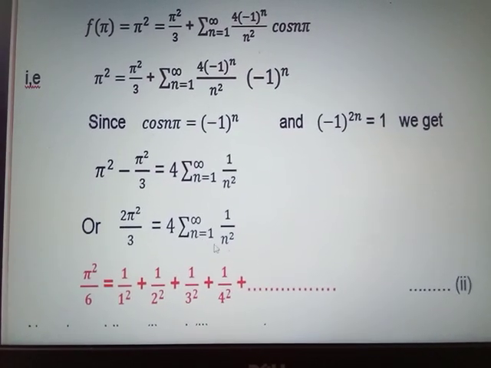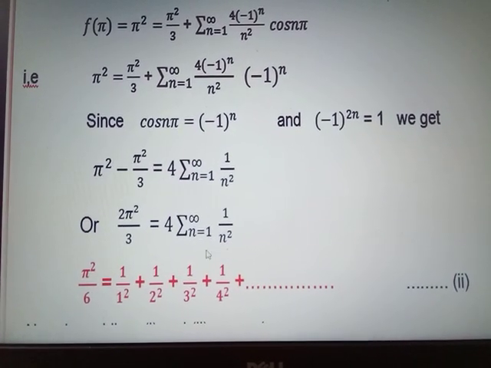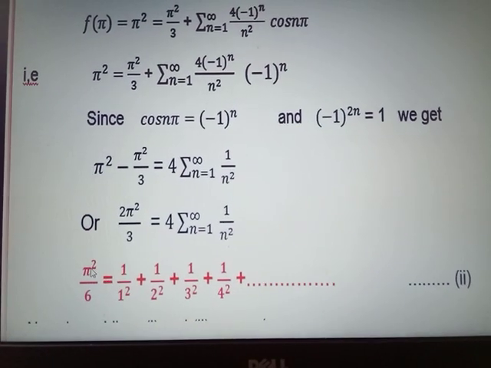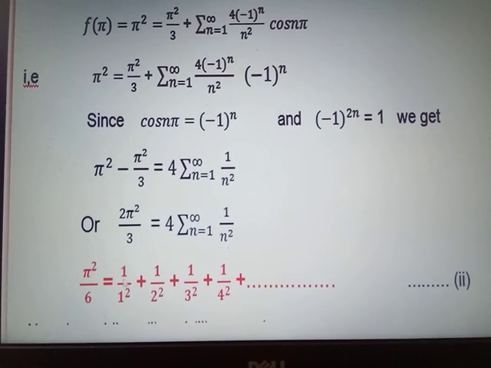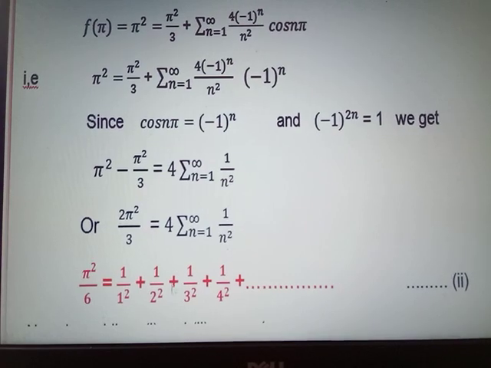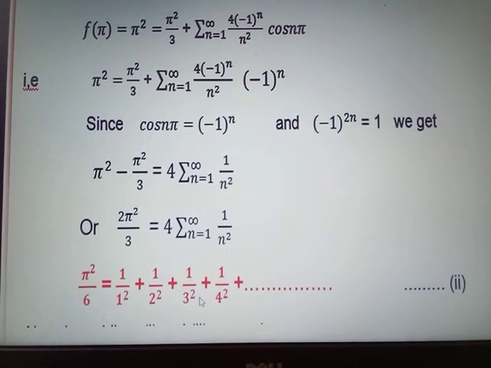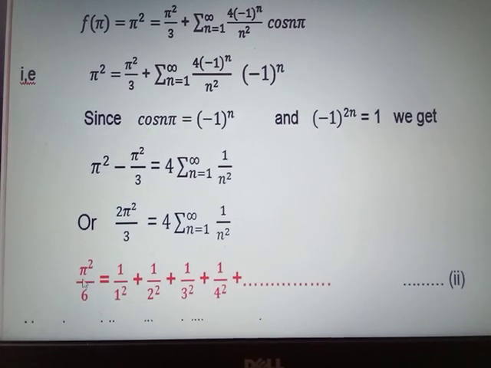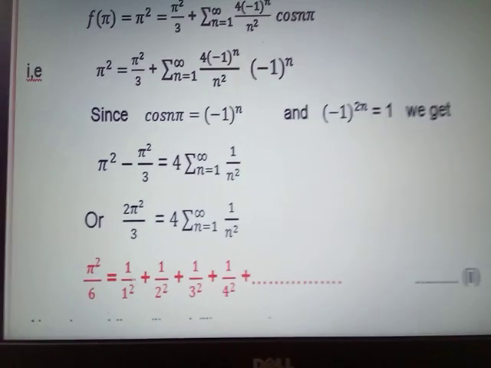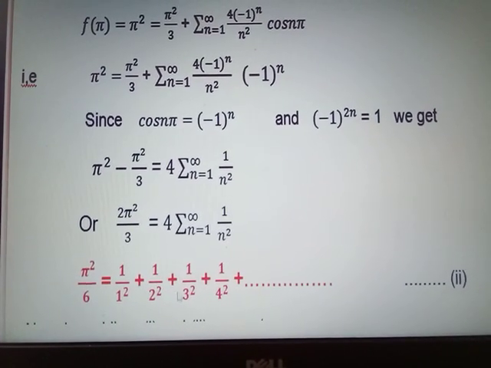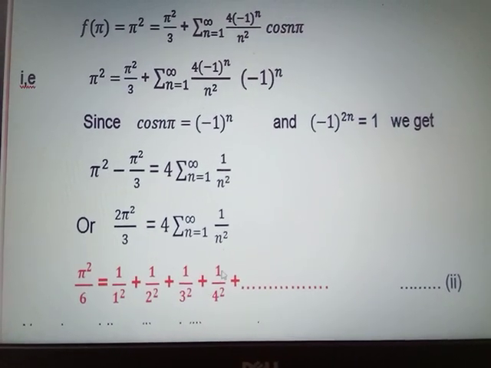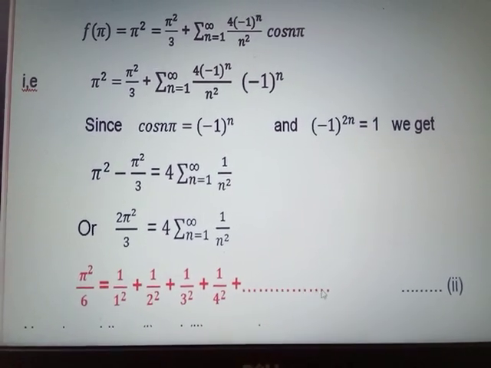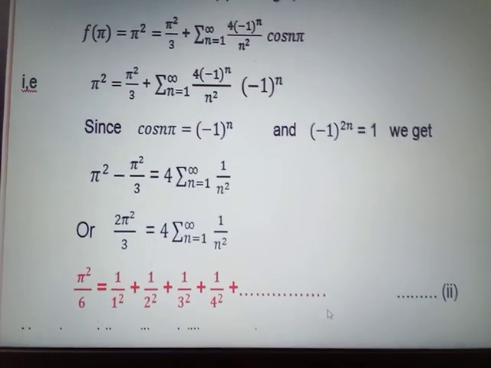Now apply first n as 1, next n as 2, n as 3, like that we get pi square by 6 is equal to 1 by 1 square plus 1 by 2 square plus 1 by 3 square plus 1 by 4 square plus and so on. This is the second expansion.